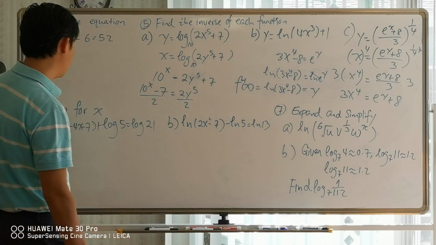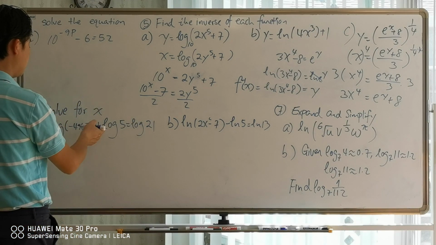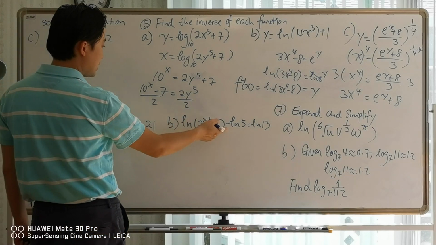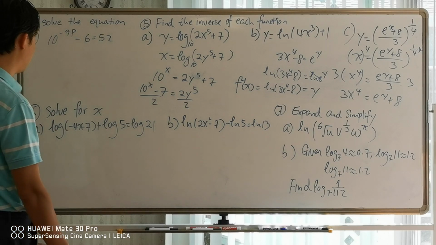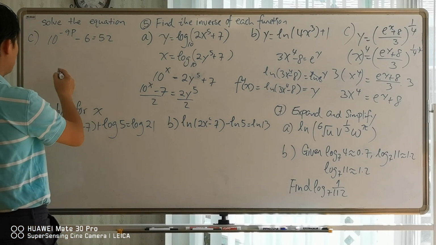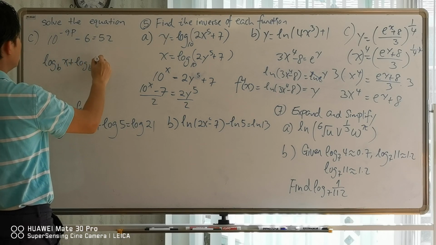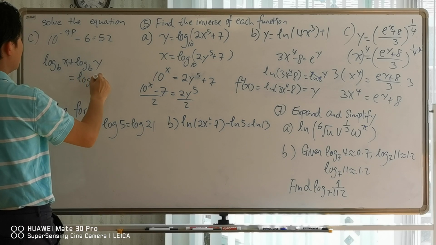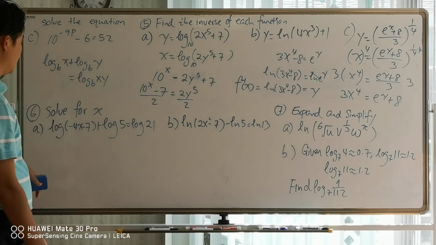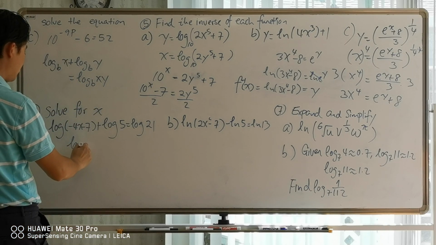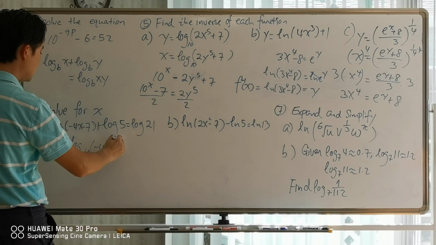And now for the rest of this, solving for x again, this one is about condensing. So anytime you see two logs with the same base, two natural logs with the same base, that means you want to condense the left-hand side or the right-hand side first. So try to condense that with the property: log base b of x plus log base b of y is always log base b of x times y. Expanded form to the condensed form, or the condensed form to the expanded form. So try to condense the left-hand side. We do have log base b, which is 10, of negative 4x minus 7 times 5.